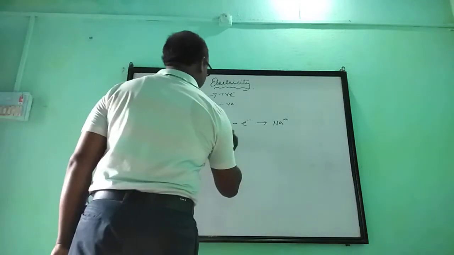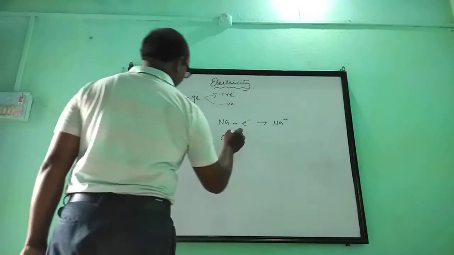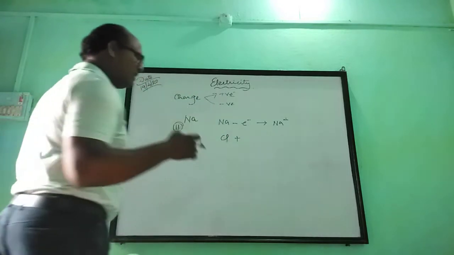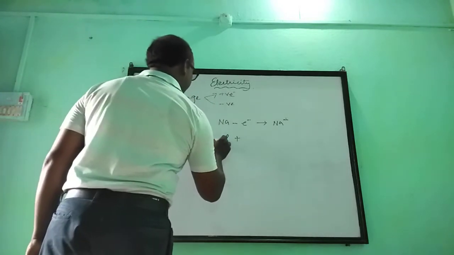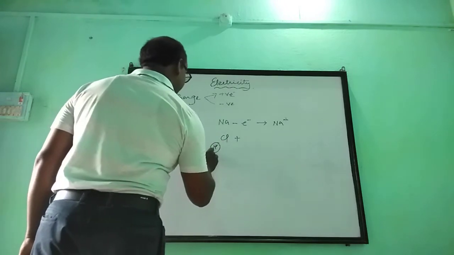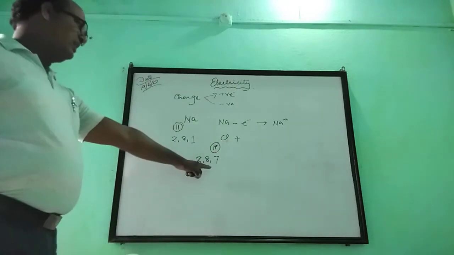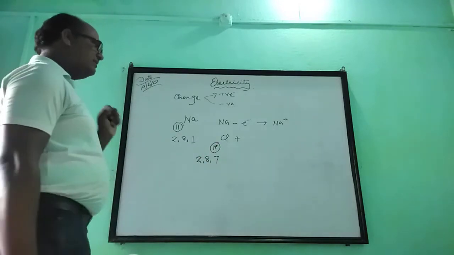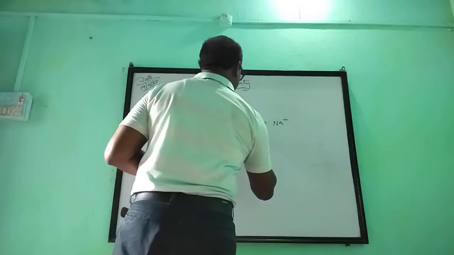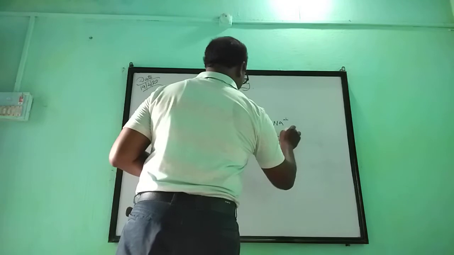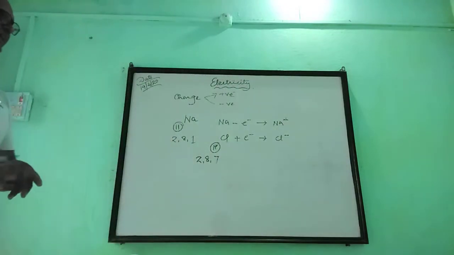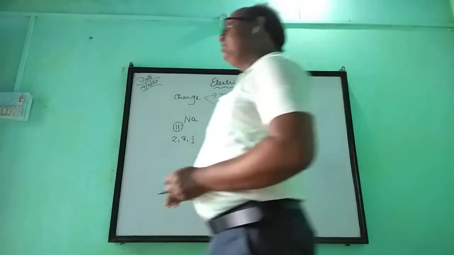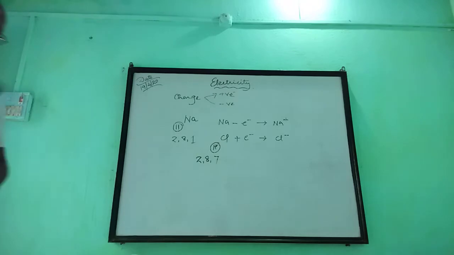Similarly, chlorine. The symbol of chlorine is Cl. It is a non-metallic element. Its atomic number is 17, and its electronic configuration is like this. The outermost cell has 7 electrons. That is why it can easily take an electron. And when chlorine takes an electron, a negative charge is produced on it, like Cl minus. This is the positive charge, this is the negative charge. And now you understand how charge is produced.